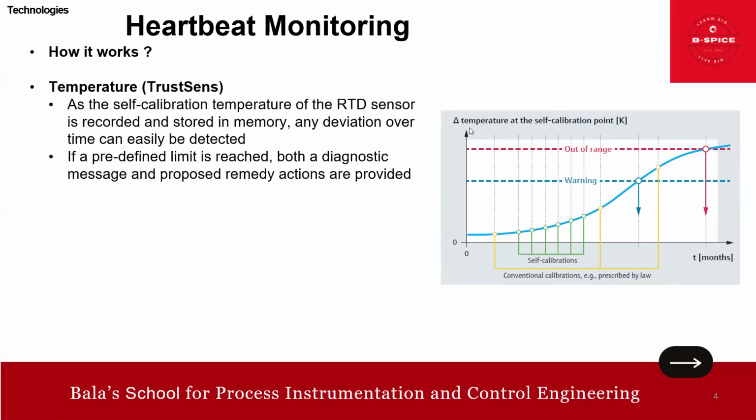As you can see here, this is the temperature at a self-calibration point. This is the temperature, and this is the time. If you see the curve, you see the warning here, and this is out of range already. So this is your out of range, and this is your warning. Once a predefined limit is reached, both the diagnostic message and proposed remedial actions are provided. Here, this is the self-calibration, compared to conventional calibration, for example, as prescribed by law.